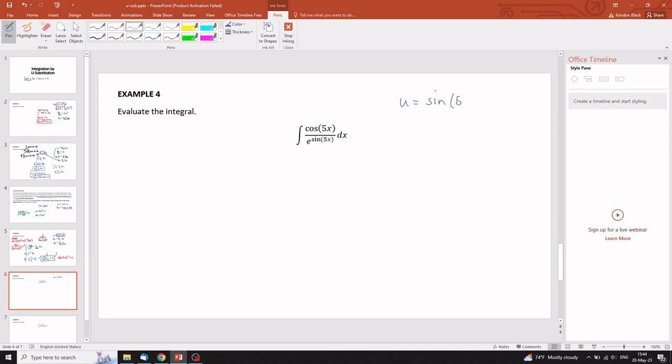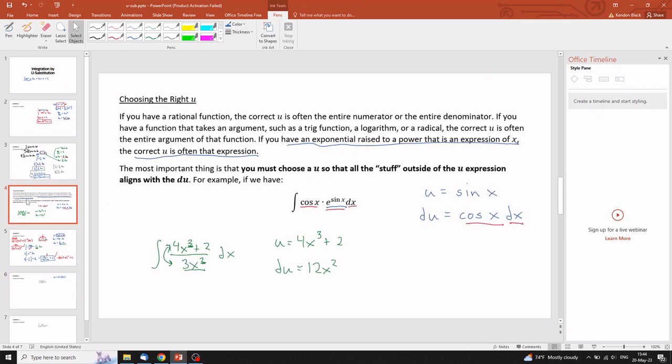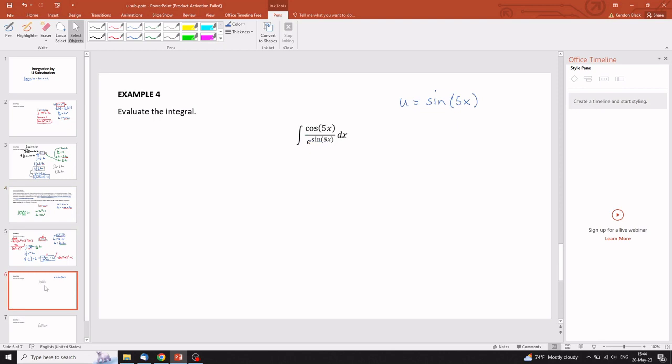Now, if you're still confused about how to choose the u, don't worry too much about it. Just take your best guess and try it, and if it doesn't work out, then go back and choose a different u. But let's go ahead and try sine 5x. It seems to match some of the criteria of the tips for choosing the u here. This same one that's underlined. If you have an exponential expression raised to a power that's an expression of x, the correct u is often that expression. We have an exponential raised to some power that's an expression of x, so it's a good choice.